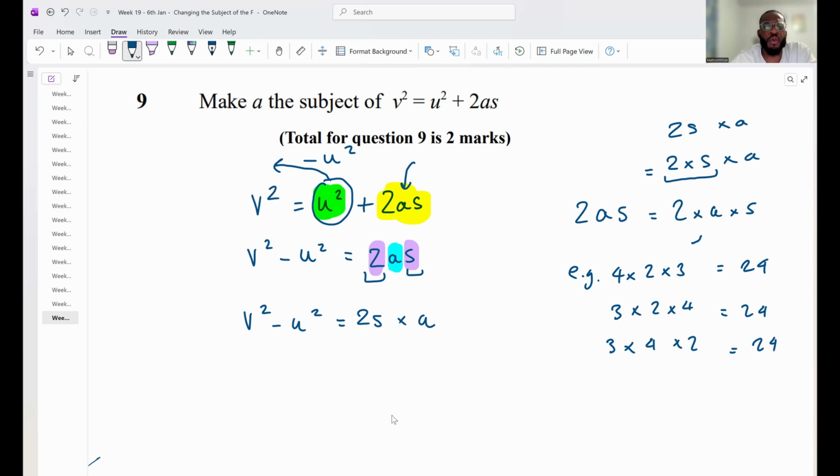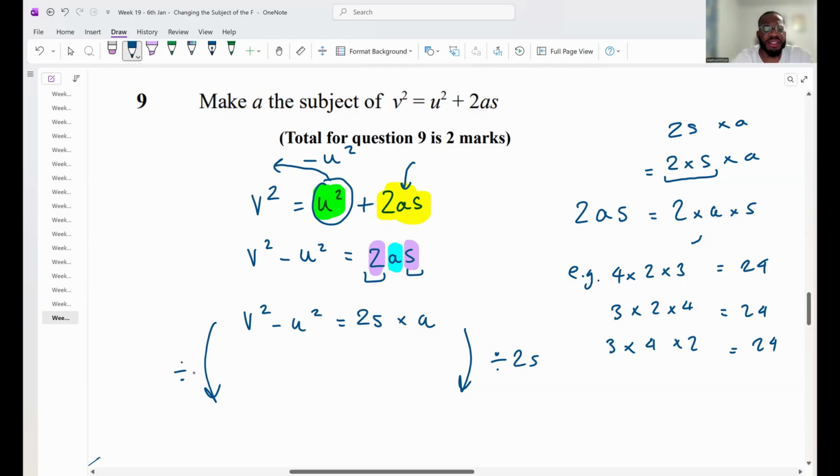Yeah. Now remember, what are we trying to do? We're trying to make a the subject. So what needs to go, guys? What do I need to do from here to make a the subject? What do I need to do now? Exactly. Or not take away 2s, because that 2s isn't being added. What is the 2s doing to the a, guys? It's multiplying it, isn't it? Right? So we've got to do the opposite of multiplication, which is division. So we've got to divide by it.